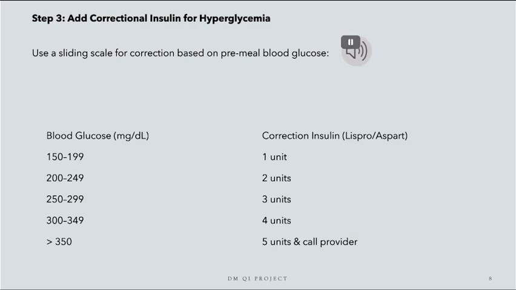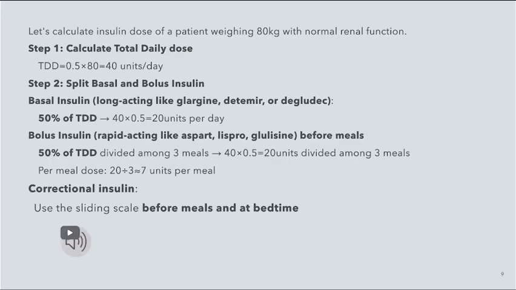Step 3. Add correctional insulin for hyperglycemia. Use a sliding scale for correction based on pre-meal blood glucose. Let's calculate the insulin dose of a patient weighing 80 kg with normal renal function. Step 1 is to calculate total daily dose, which is obtained by multiplying weight with 0.5, so in this case 80 multiplied by 0.5 is 40 units.